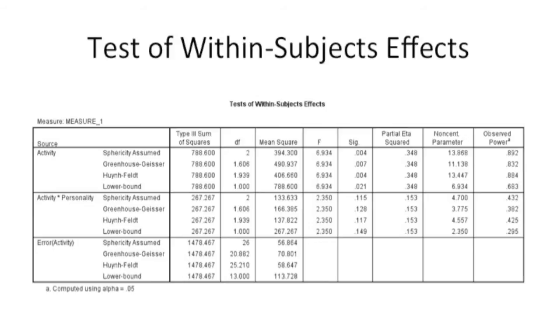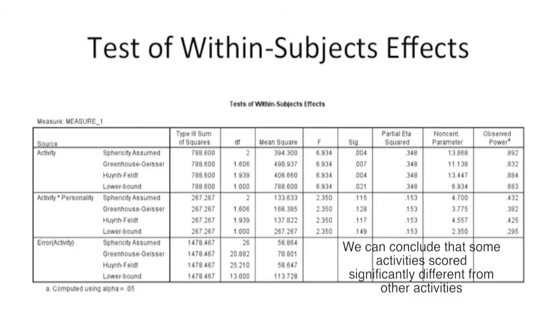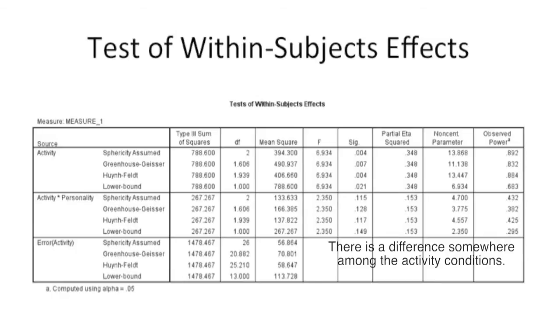Now, looking at the main effect of activity, we can see that the F ratio is 6.934. As you can see, it's significant with a sig value of 0.004, which is less than our alpha level of 0.05. Consequently, we can conclude that some activities scored significantly different from other activities. In other words, there's a difference somewhere among the different types of activity conditions.